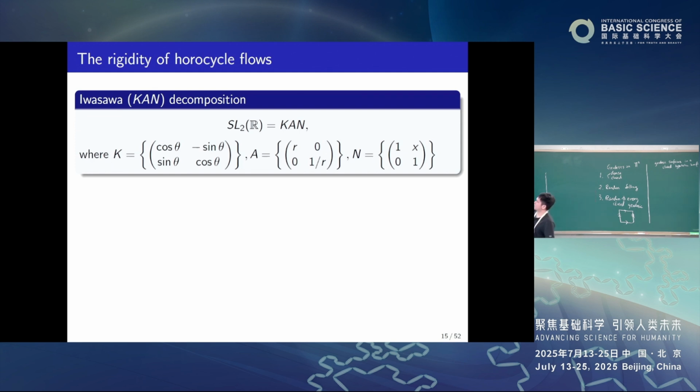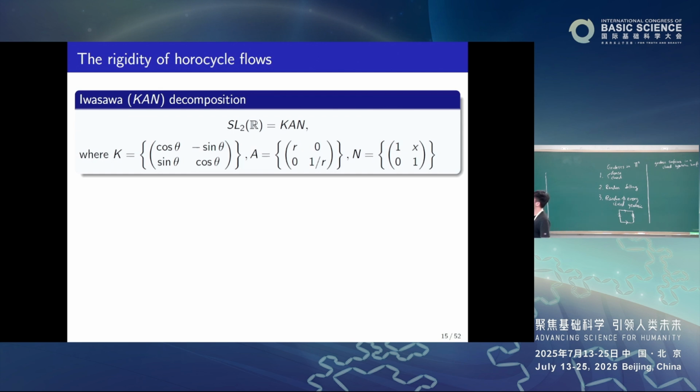Look at this 2 by 2 matrix with determinant 1. This group is the isometry group of 2-dimensional hyperbolic geometry. Take the 2-dimensional hyperbolic space, and its isometry group is this one. It admits the so-called KAN decomposition, which you probably have seen or will learn in a Lie group course. K is the rotation group, A is this geodesic flow, a diagonal matrix, and N is this horocycle flow, which has 1 on the diagonal and some entry in the upper triangular position.